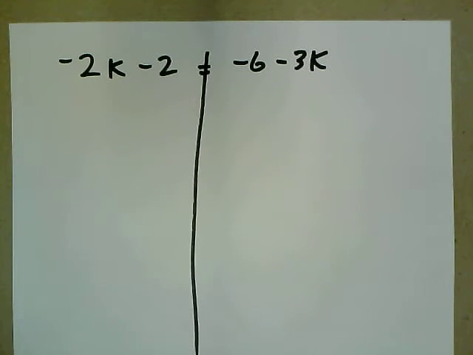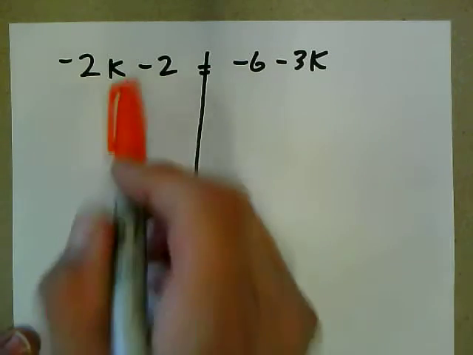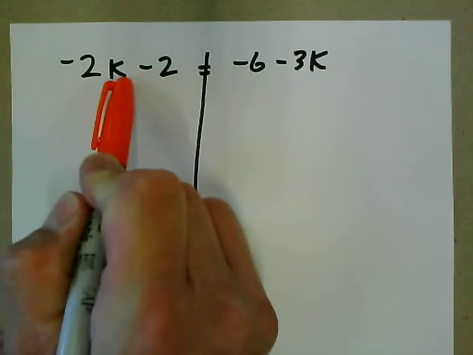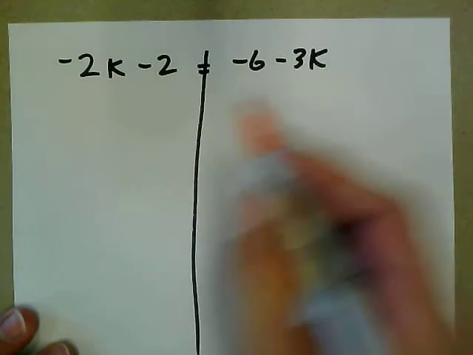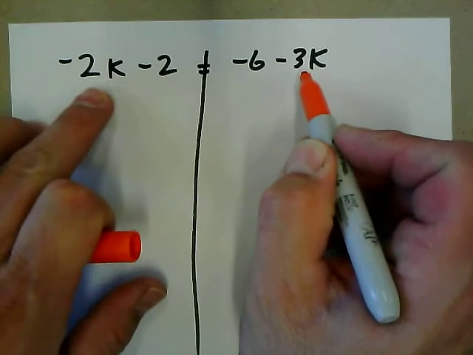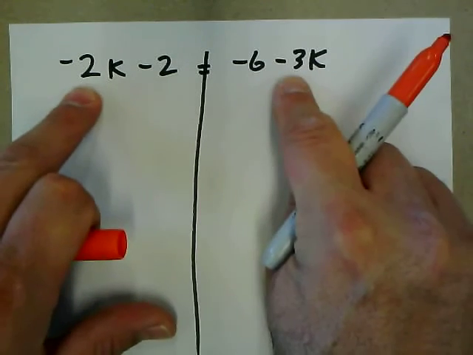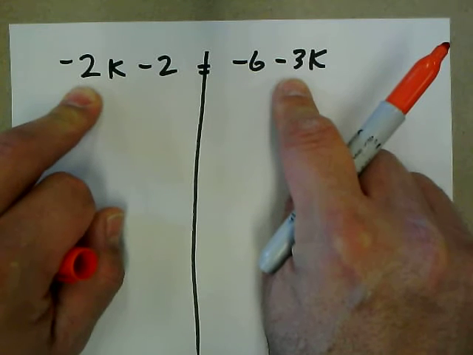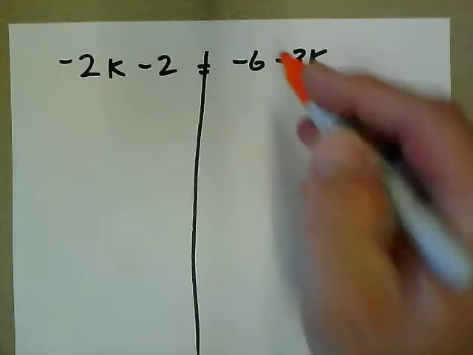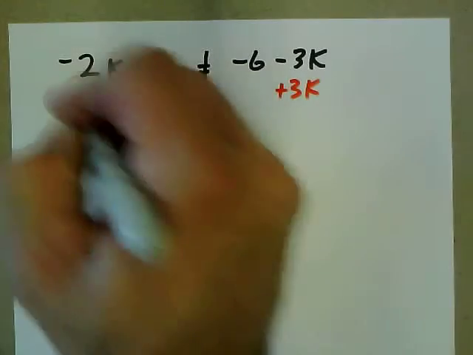All right. No distribute, no distribute. No combine, no combine. So what we're going to do here, we're going to get rid of the extra variable. We have -3k and -2k. So what is a smaller value, Chris? What has a smaller value, -2 or -3? -3 it does. So we are going to add 3k.